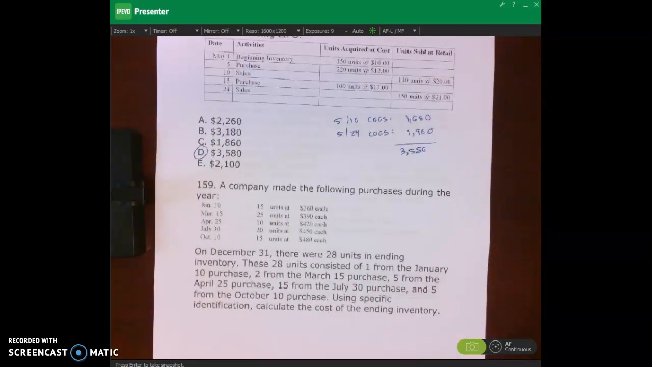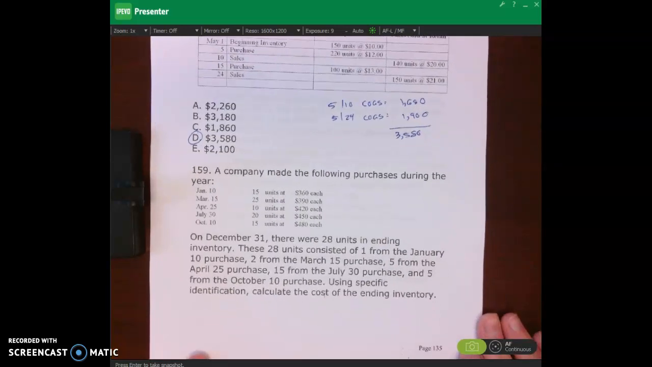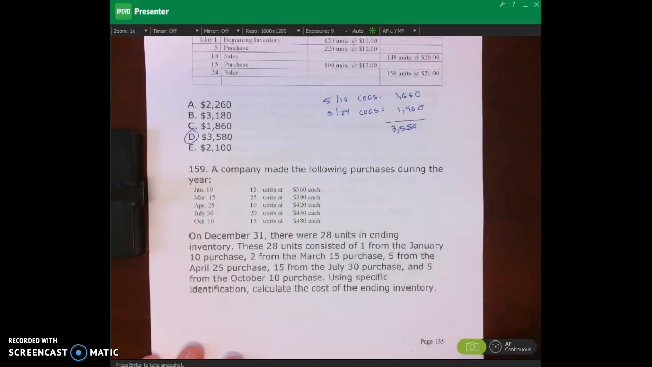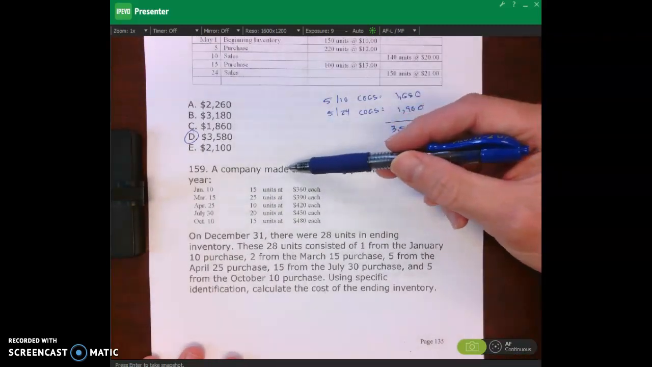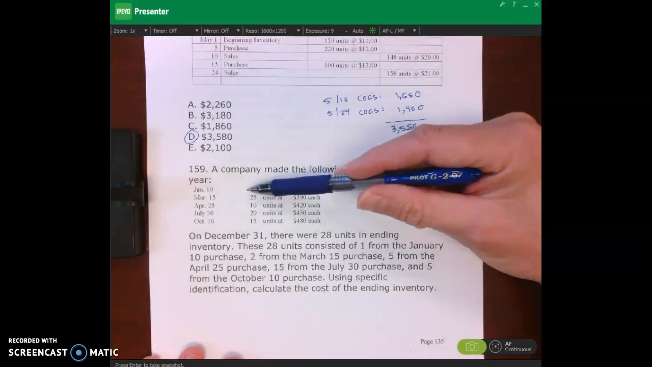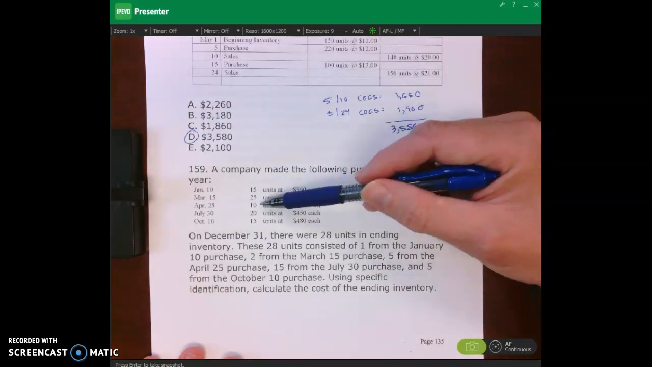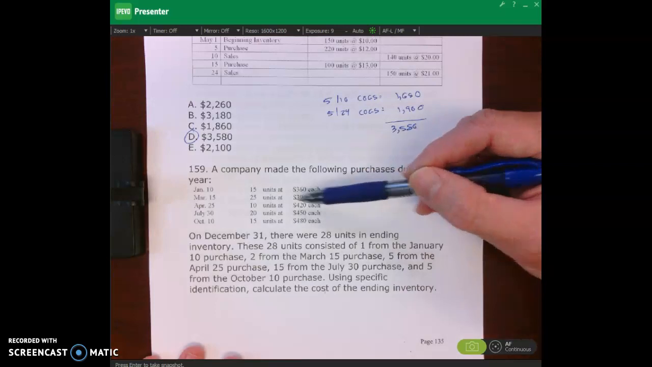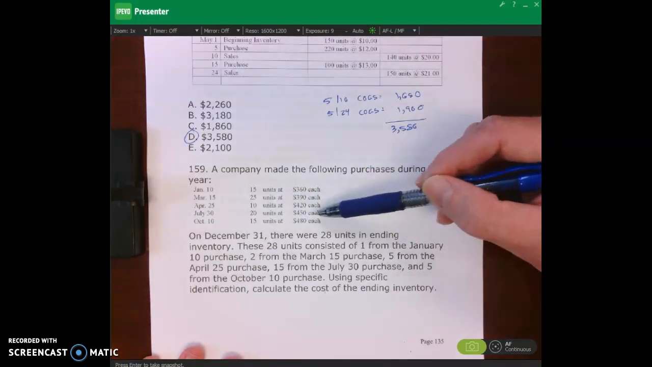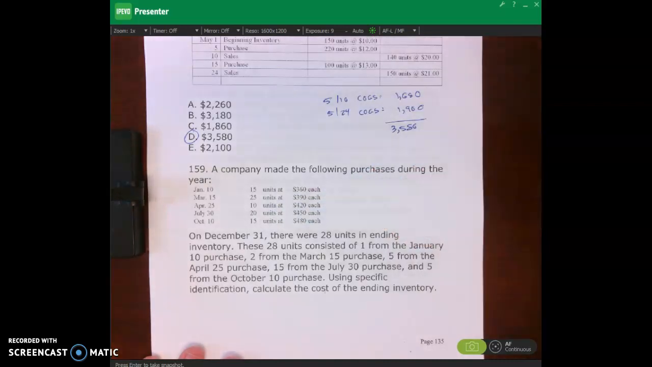Why don't you go ahead and pause the lecture video and do number 159, and then we'll check it. With number 159, a company made the following purchases during the year. January 10th, 15 units at 360. March 15th, 25 units at 390. April 25th, 10 units at 420. July 30th, 20 units at 450. October 10th, 15 units at 480. Then it lists which ones are left over, and you need to use specific identification to calculate the cost. So pause the lecture video and give this one a try.